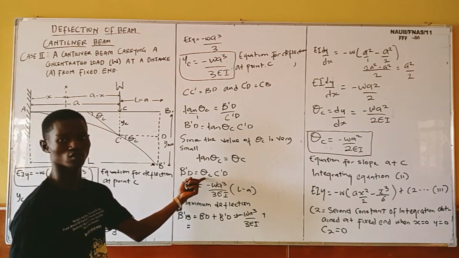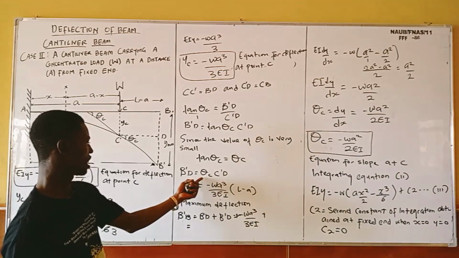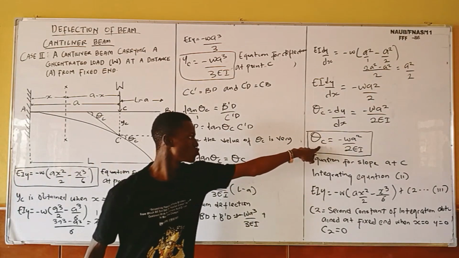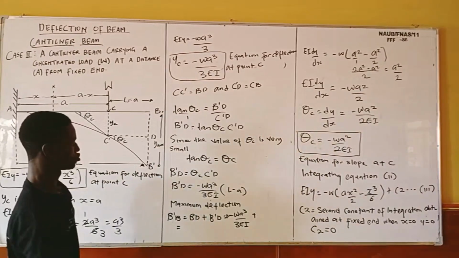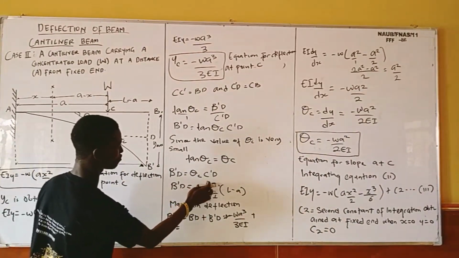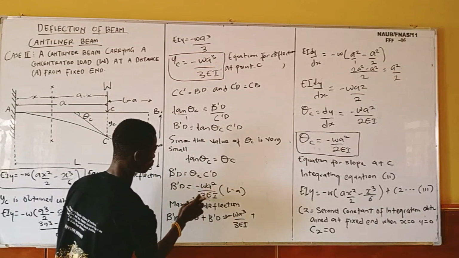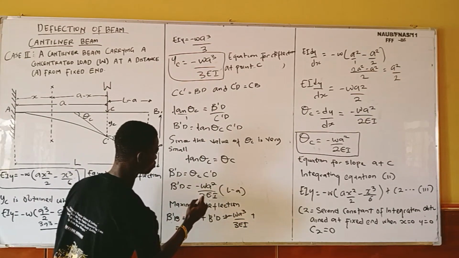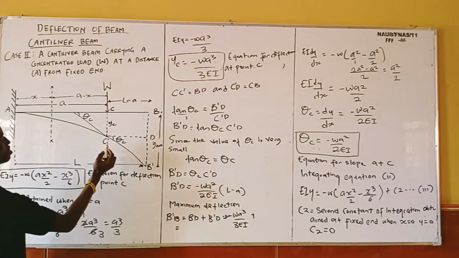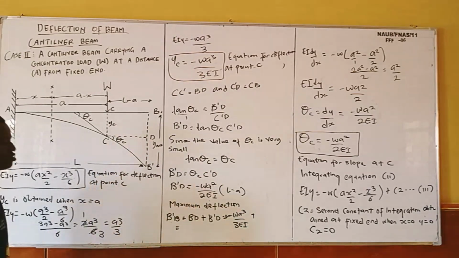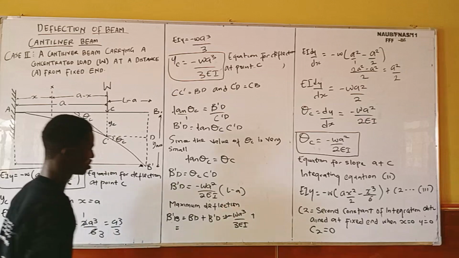Sorry guys, there is a small mistake here. You can see that this is our slope at point C. And if you look at the equation for maximum slope at point C, it is minus WA square over 2EI. So in this case, here we're supposed to have minus WA square over 2EI. So L minus A is C prime D.